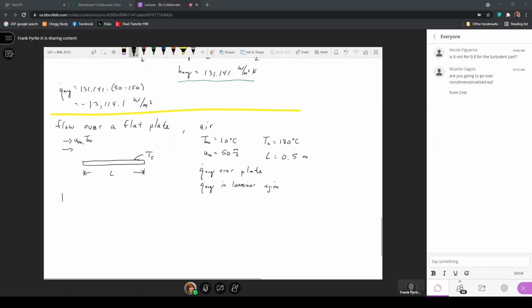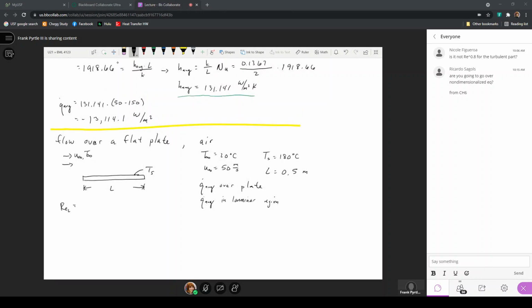So here, that means we find the Reynolds number, evaluate it at the trailing edge of the plate, because if it's laminar there, it's laminar everywhere. If it's turbulent, then there's a transition point. So here, the Reynolds number will be U infinity times L over the kinematic viscosity. Now, all of these properties will be evaluated at the film temperature, which is the surface temperature plus the free stream temperature over 2. So here, the surface temperature is 180 plus 20 over 2. So here, 100 degrees C again, but this is for air.